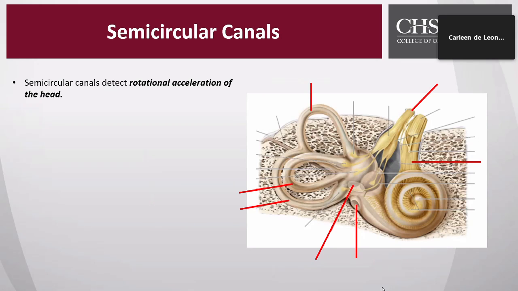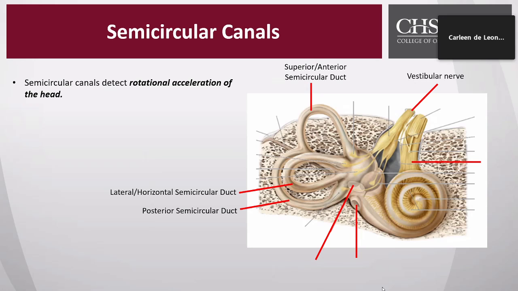The semicircular canals detect rotational acceleration of the head. Again, this image is really good for knowing the parts. First is the superior or anterior semicircular duct or canal. The names are interchangeable. Then the lateral or horizontal semicircular duct, the posterior semicircular duct, the vestibular nerve, and the cochlear nerve. If you trace it up, they connect to become the vestibulocochlear nerve.